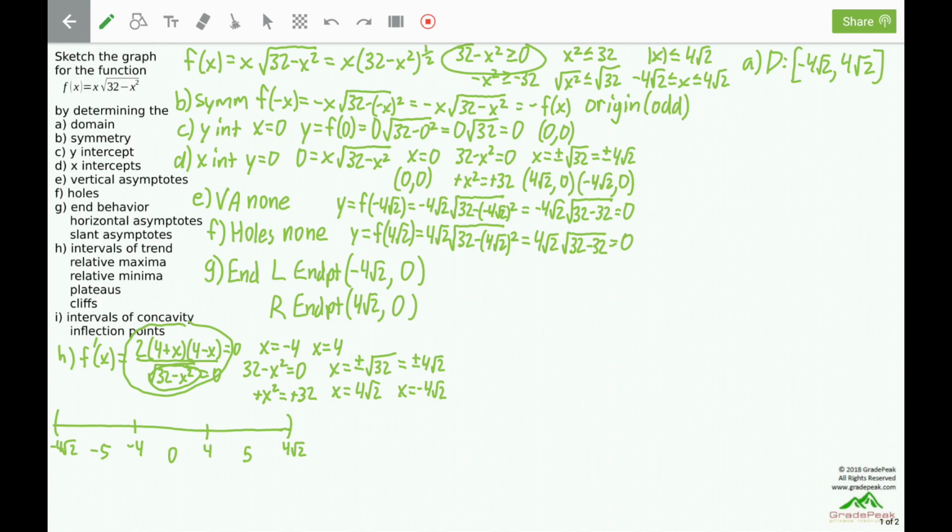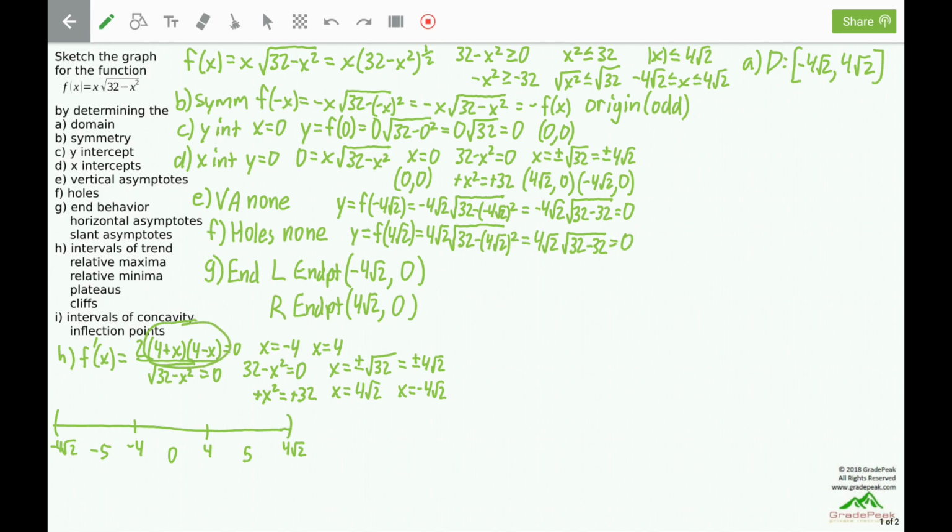It's a positive number, and the square root of a positive number is a positive number, so that entire denominator is positive and will not affect the positive or negative of the overall first derivative. And the 2 in the numerator is also positive. So the only portion that matters for the positive or negative of the first derivative is the 4 plus x and the 4 minus x. That's what we need to plug into.